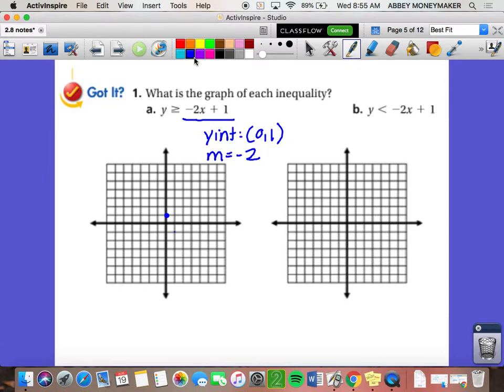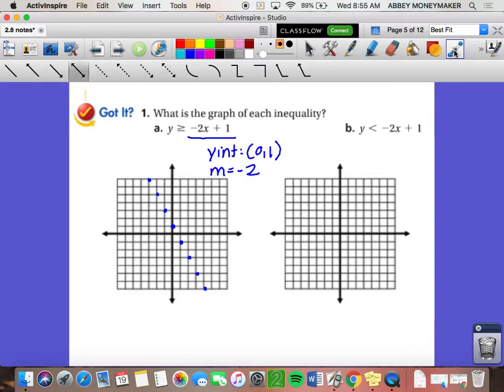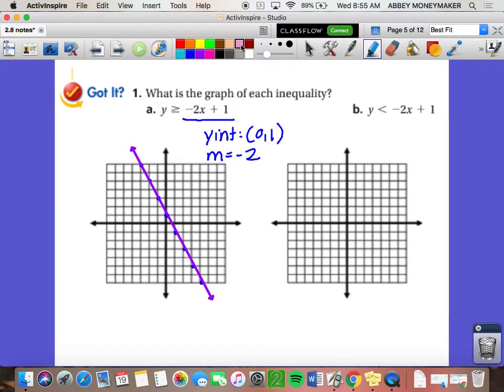So I'm going to go down and to the right, down and to the right, down and to the right. I could also go up two, but go to the left, right? As long as it's a negative slope. Okay. So now I have to determine whether this is a solid or a dotted line. It is a solid line because of the equal underneath. And then I just have to figure out where I'm going to shade. And since my inequality is greater than, that means I'm going to shade above my line.